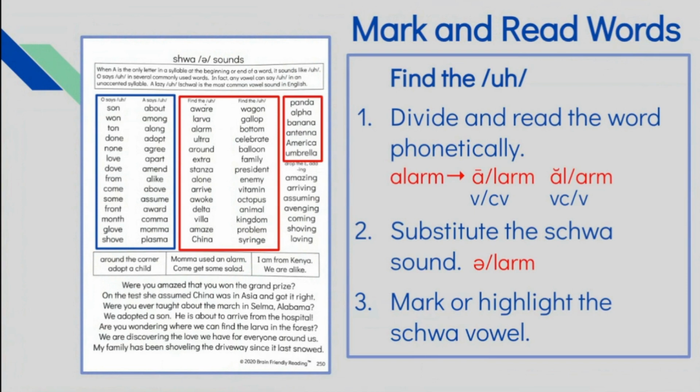For example, alarm has a VCV pattern. The student would mark the vowels, mark the consonants between, and then divide. First choice, dividing after the vowel, makes A an open syllable, so it says ay-larm. Second choice, dividing after the consonant, would make the A short, al-arm. If neither word sounds right, substitute the schwa sound for the vowel, uh-larm. When it is read as a word that sounds familiar, students can then mark or highlight the schwa vowel.